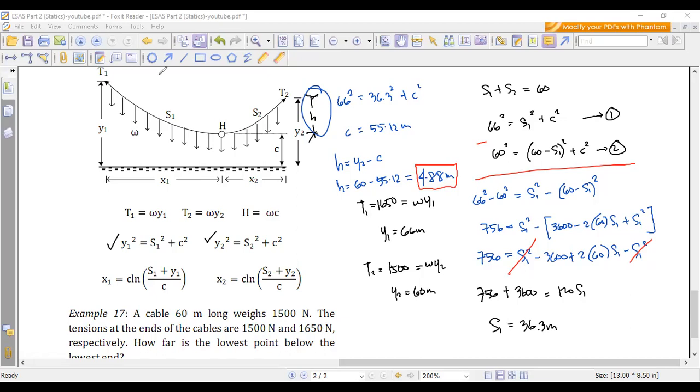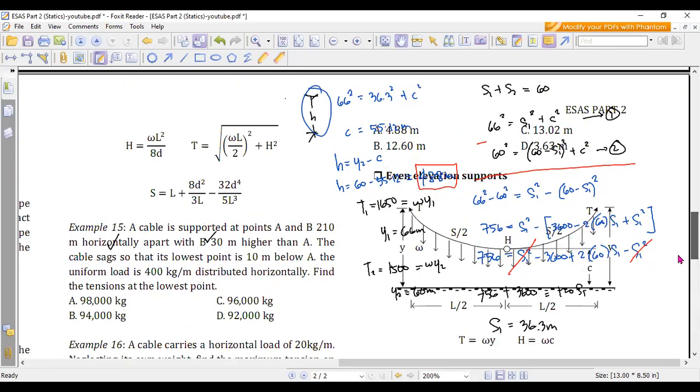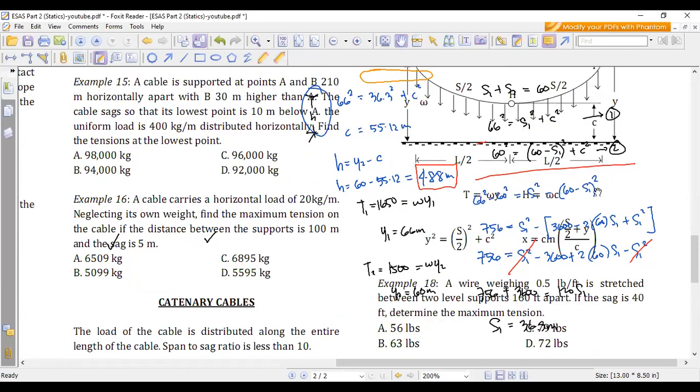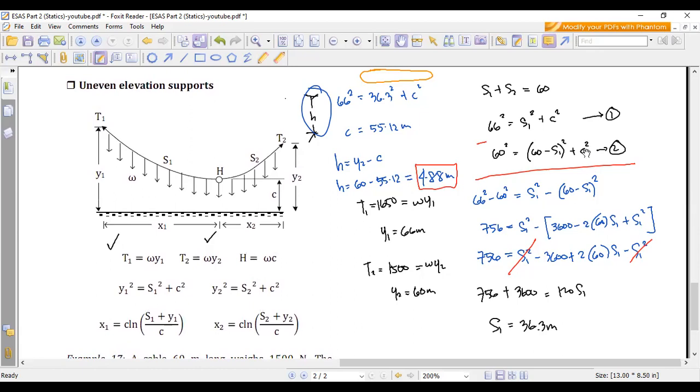So 4.88 meters. Let's look at the choices. That's letter A, 4.88. This one, that's 4.88 meters. So that is for item number 17.